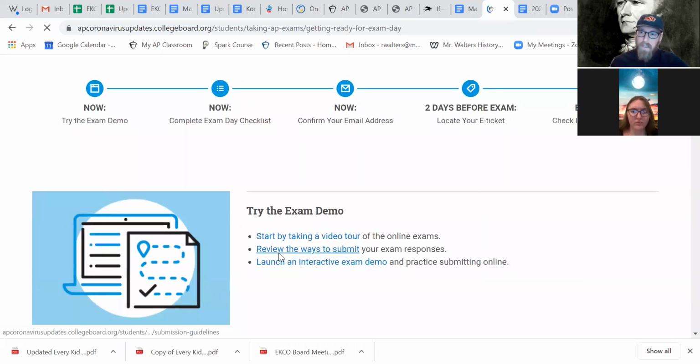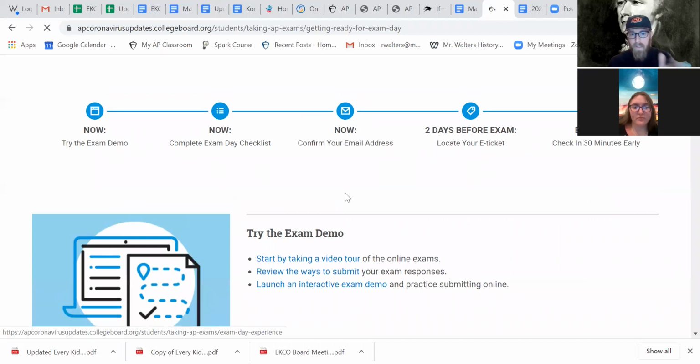And again, I sent out in the email, please get on and confirm your email with College Board. They have to know that that is the email to send your e-ticket to, and they'll send you that e-ticket 2 days before the exam, and that's what you sign on with. That'll give you all the information to sign on, but you need to go and confirm your email address. So you need to do that as soon as possible.